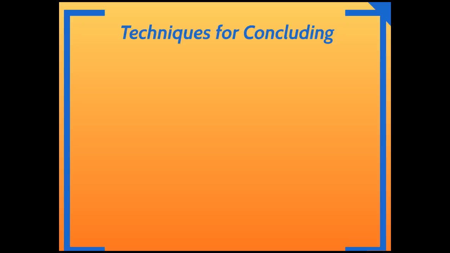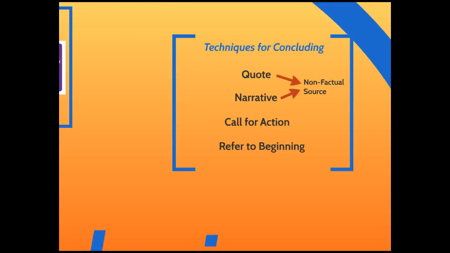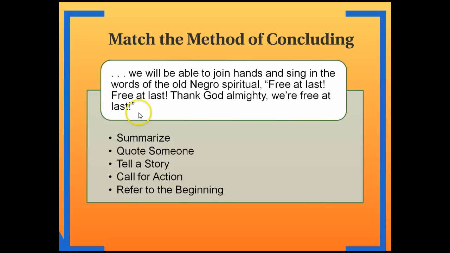So, some ways that you can actually conclude: you could use a quote, a narrative, call for action, or refer to the beginning. Basically, if you want to refer back to your attention getter, what you started with, and if it's maybe a story, refer to it and end the narrative, that's fine. And of course, the quote and narrative, by the way, are non-factual sources. You are going to have non-factual sources in your speech, so if you didn't have them in your introduction or in your body, you can always use them in the conclusion. So let me give you an example. If you read this right here, try and guess which particular technique this is.